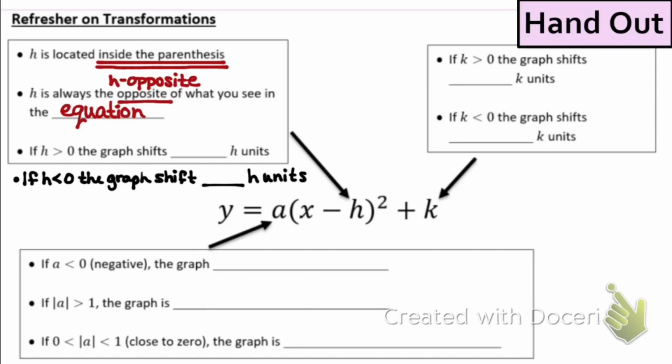Once I know the actual value for h, if h is a positive number, not the opposite, not inside the equation, but h, which way did my graph shift? Right. What about if h is a negative number? Then we shift left. You're going to have to write that sentence in. It got chopped off for some reason. If h is less than 0, if it's a negative, the graph shifts left h units. This is the opposite.